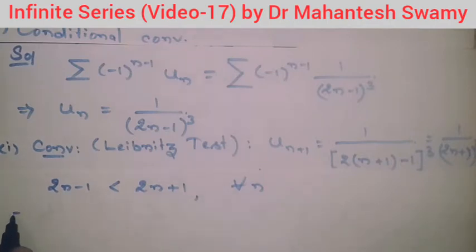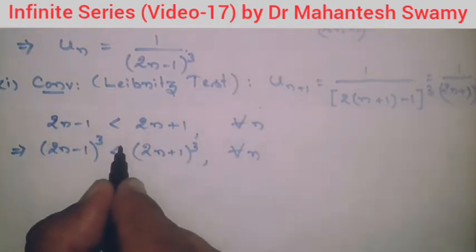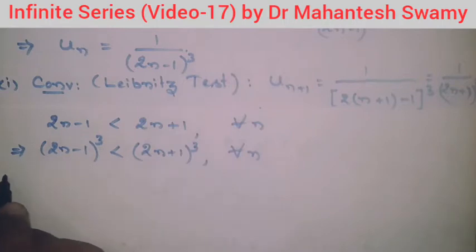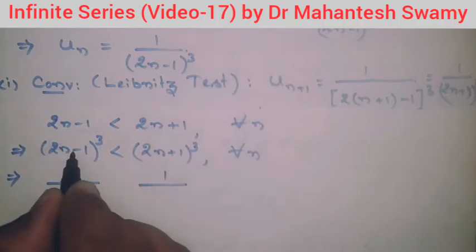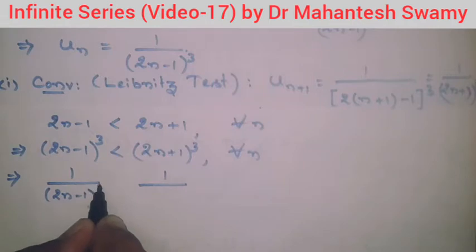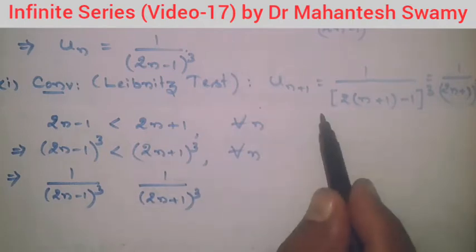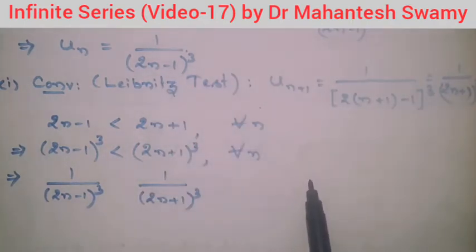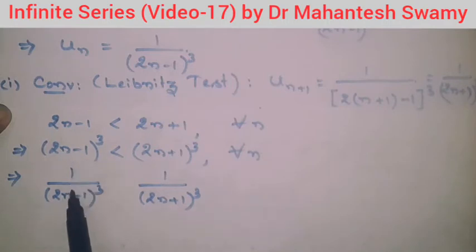This thing we know, and that implies 2n minus 1 whole cube is less than 2n plus 1 whole cube. This is also very easy for every n. We can directly say like this, that raising both sides to the power 3 will not change the inequality, it remains the same. Now we take the reciprocal on both sides, that is 1 divided by 2n minus 1 whole cube, and here also 1 divided by 2n plus 1 whole cube. Why are we taking the reciprocal? Because we have the nth term as 1 divided by 2n minus 1 whole cube and the n plus 1th term as 1 divided by 2n plus 1 whole cube. For that reason we are taking the reciprocal of these.